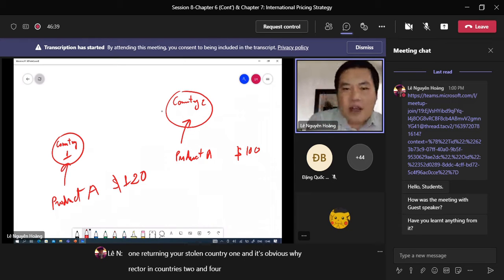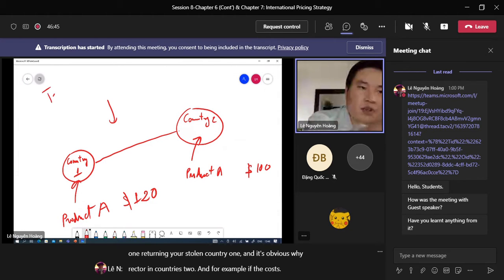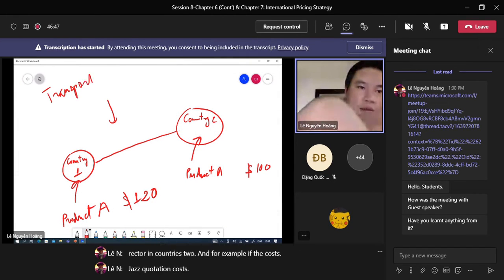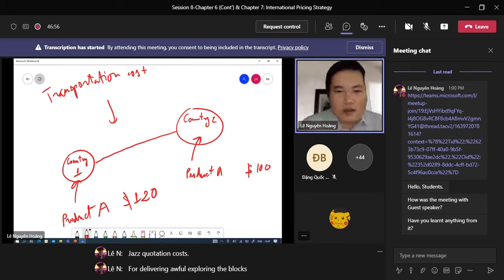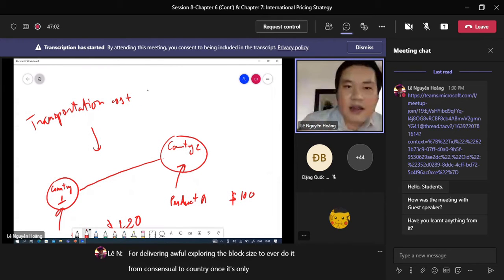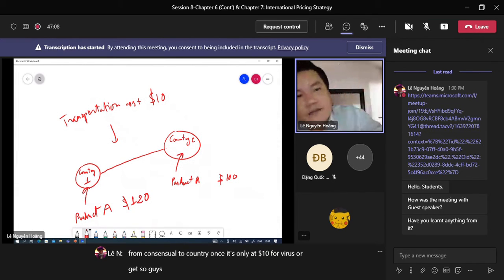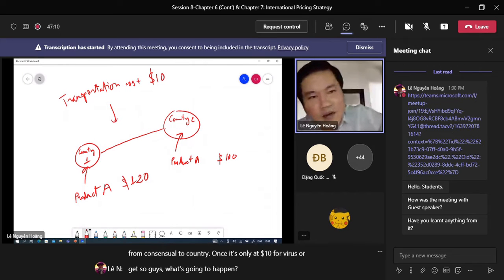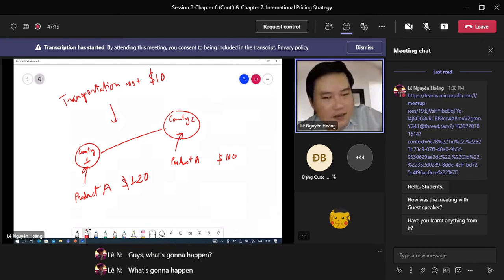And for example, if the transportation cost for exporting box A from country 2 to country 1 is only $10 for one box. Okay, so guys, what's going to happen?